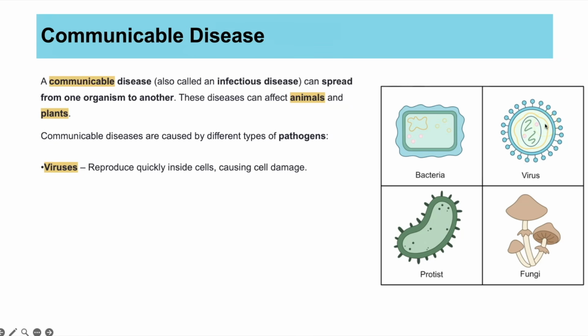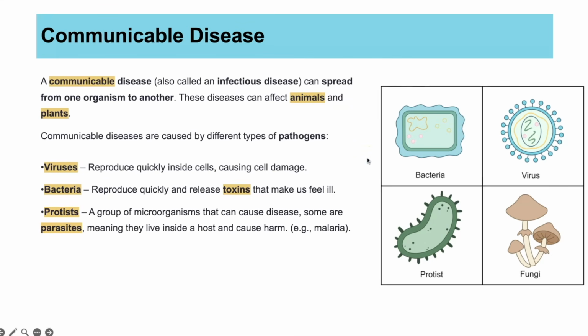These reproduce quickly inside of cells, and that is how they cause damage. Bacteria also reproduce quickly. About once every 20 minutes they reproduce, and they can release toxins, and because you have so many bacteria producing those toxins, it can make you feel ill.